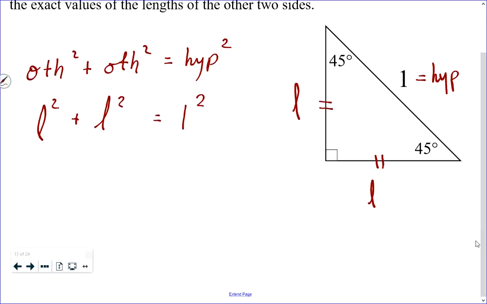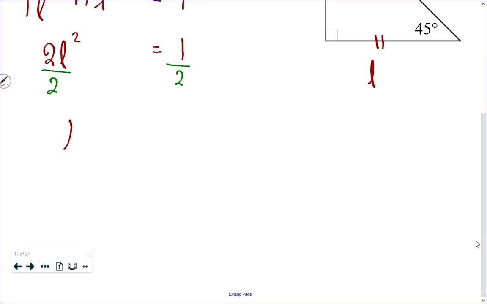L squared plus L squared is 2L squared. This is 1L squared plus 1L squared. You know, 1 kitten plus 1 kitten is 2 kittens. 1 peso plus 1 peso is 2 pesos. 1L squared plus 1L squared is 2L squared. On the other side, we have 1 squared. Well, 1 squared is 1. So I'm going to divide both sides of this little equation by 2. And I'm left with now this statement that says L squared equals 1/2.